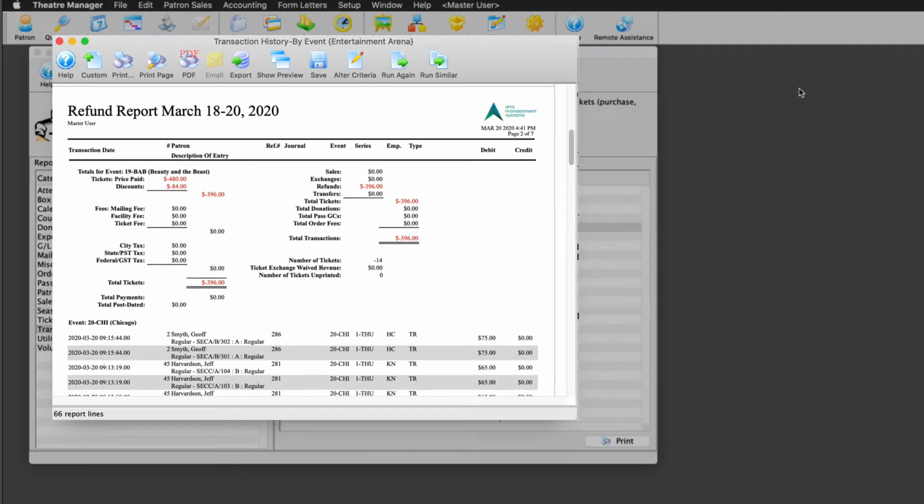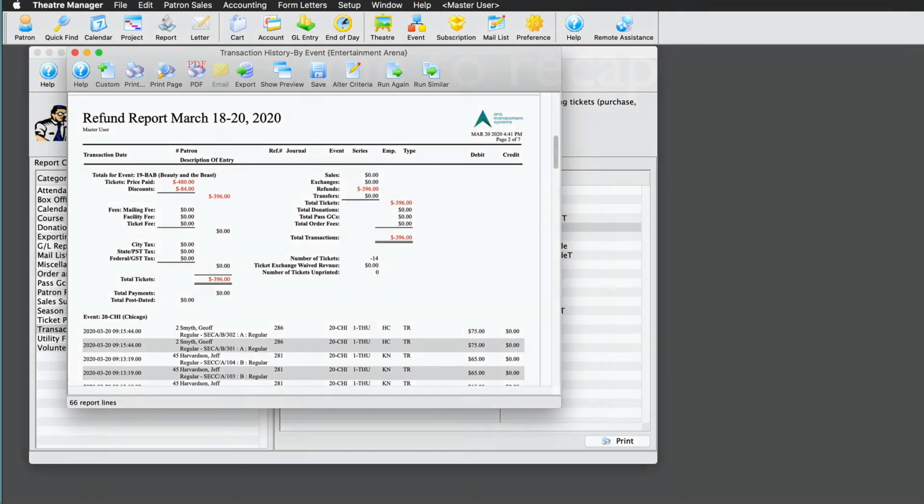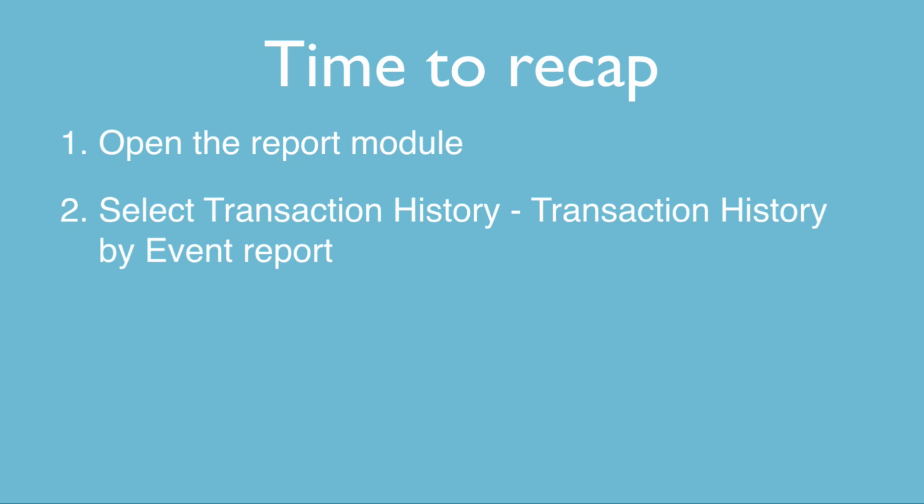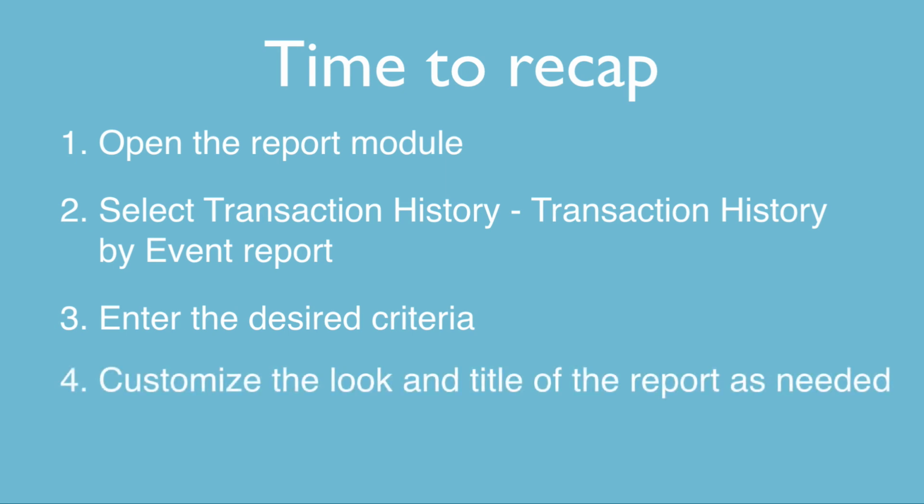Okay, time to recap. First, we'll open the Report module. Second, we'll select the Transaction History by Event report. Third, we enter the desired criteria. Fourth, we customize the look and title of the report as needed. And finally, we click Done to generate the report.